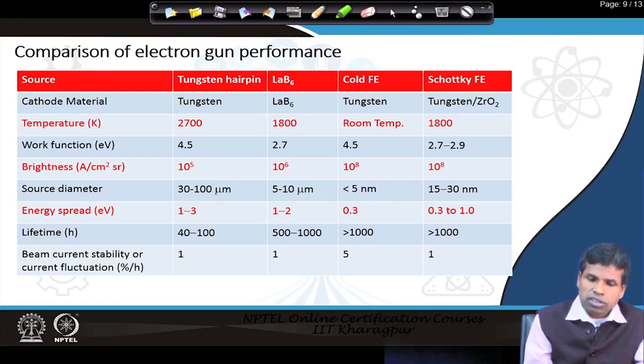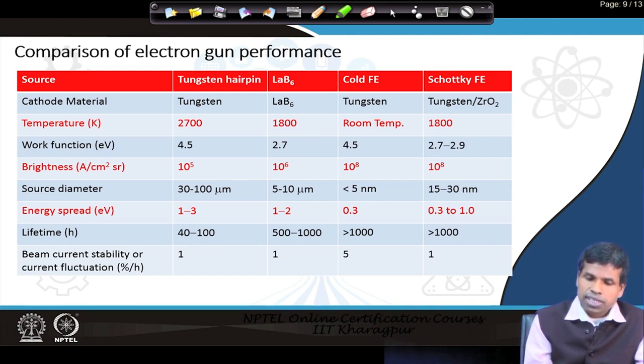As far as brightness is concerned, brightness is certainly not high with the tungsten hairpin thermionic gun, but it increases 10 times with lanthanum hexaboride. Then in the case of the cold field emission gun, it increases to a great extent, 10 to the 8 ampere per centimeter squared steradian. And similarly, Schottky emission also has very high brightness.